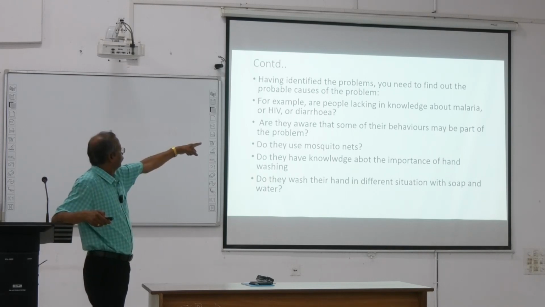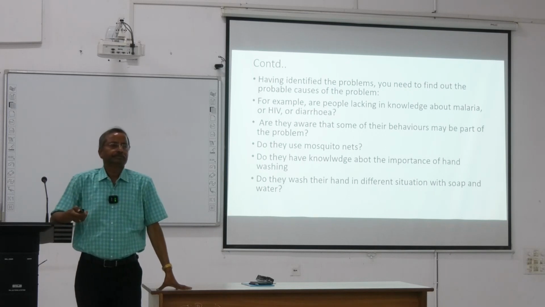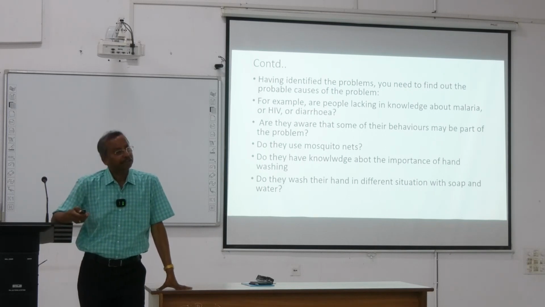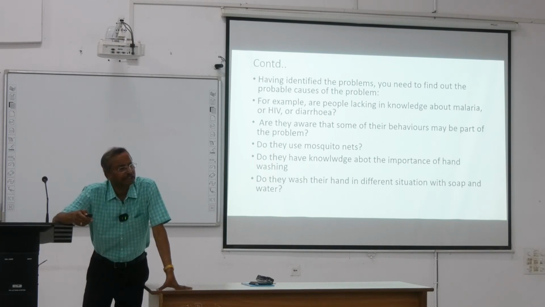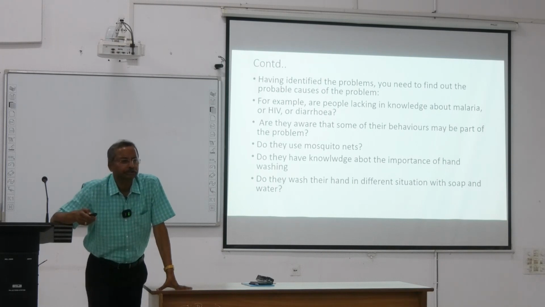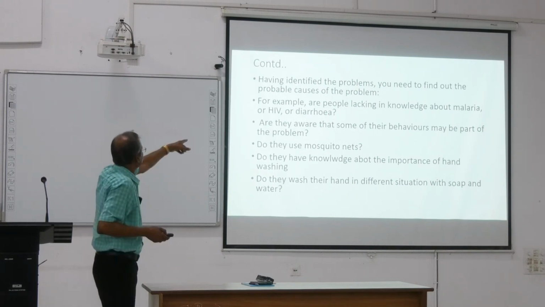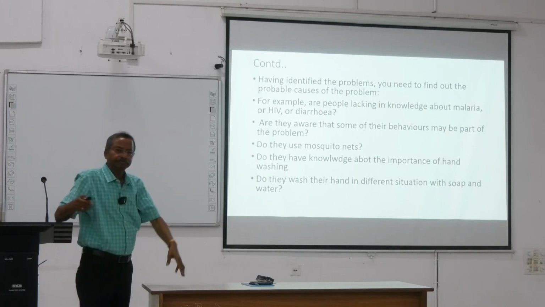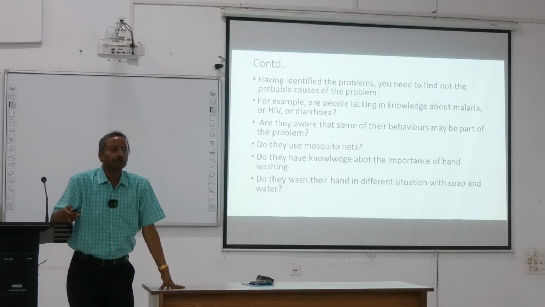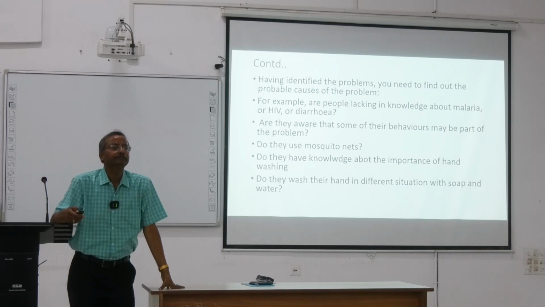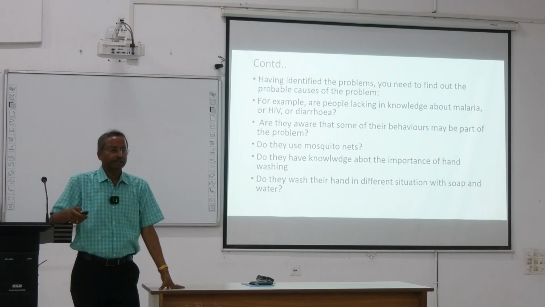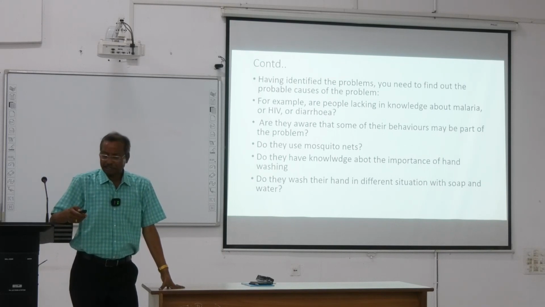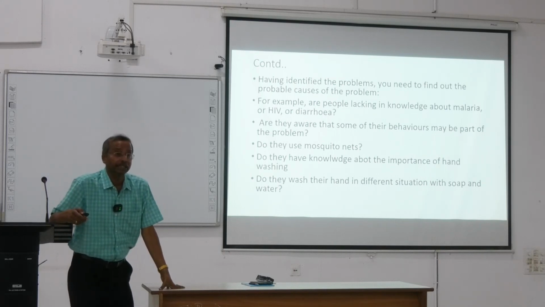Say for example, malaria behavior: they do not know how it is caused, they do not know how it spreads. For that reason, they may not use mosquito nets. That may be their problem. In case of diarrhea, they may not know that it is a waterborne disease. So water is the main problem, contaminated water; they may not know. So you have to find out whether they have the knowledge about the spread of diarrhea or not.